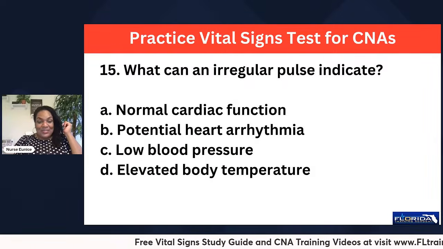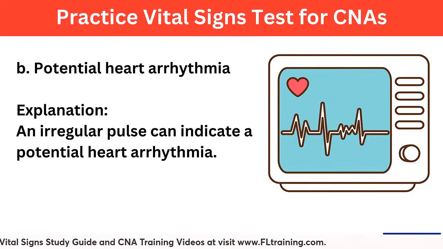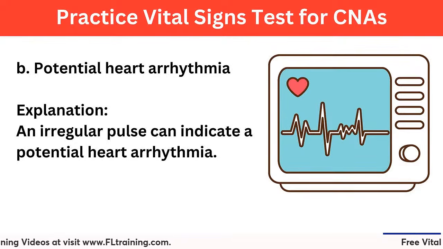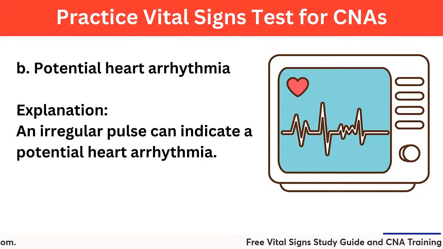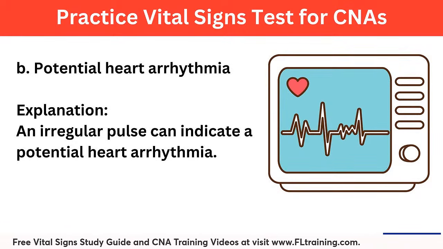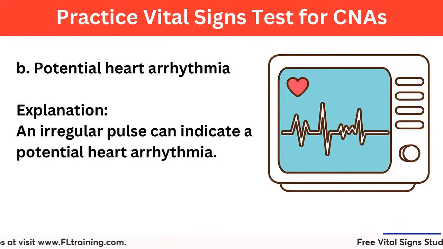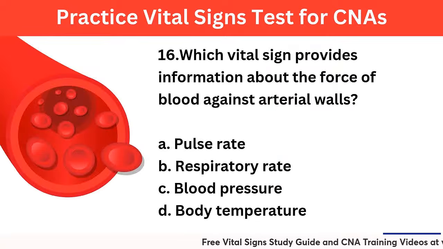If you chose B, potential heart arrhythmia, you are correct. So, an irregular pulse can indicate that the heart is beating irregularly, or another term for saying arrhythmia. The heart doesn't have a steady rhythm. And that could be because someone's in atrial fibrillation. It could be because their heart rate is really low, but that would be a reason that you would be contacting your nurse to come in.